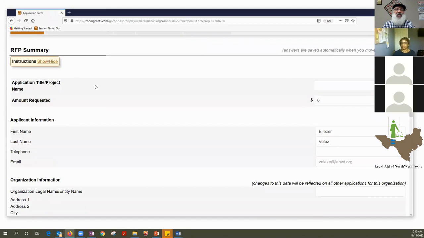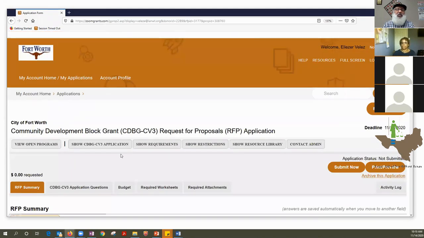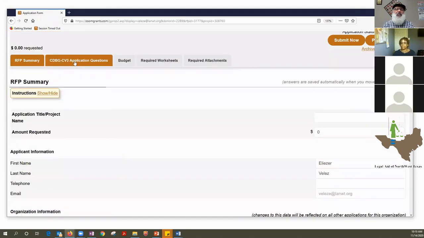There are specific areas, and we're going to just start with the summary. I'll take care of the summary. I'm going to ask Nancy Jakowicz, one of our staff attorneys, to help me with the CDBG CV3 application questions. CV stands for coronavirus, and third means that this is their third disbursement. We're going to have Sam Prince help us with the budget parts. I will work with the required worksheets and attachments.